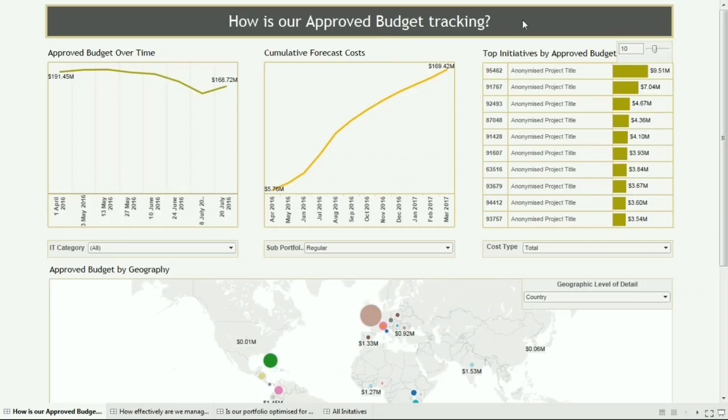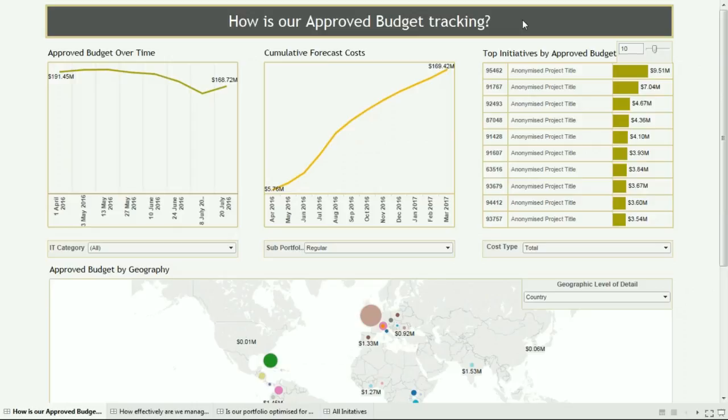As Will mentioned, we've got 3 key questions that we were trying to answer for our senior stakeholders, and 3 dashboards that I'm going to walk you through. Just a comment in terms of the data. Obviously, we've had to anonymize this in terms of the figures, the projects, the benefits for commercial sensitivity reasons. But this was the shell of the dashboard that we've actually used.